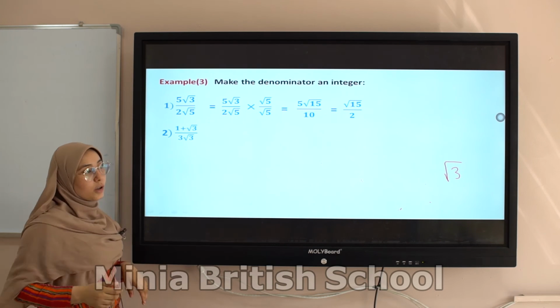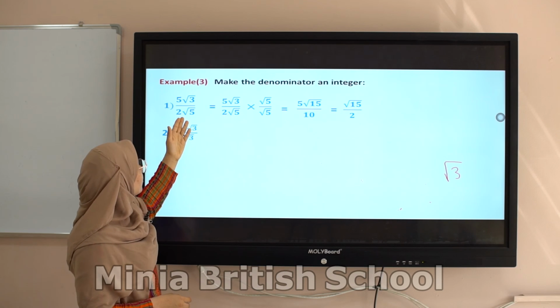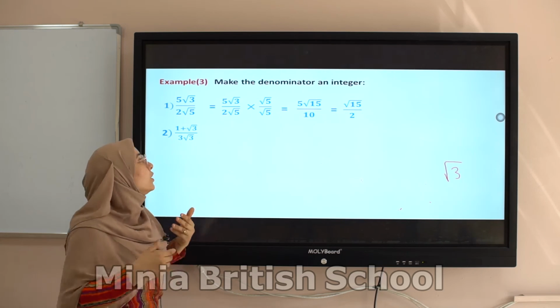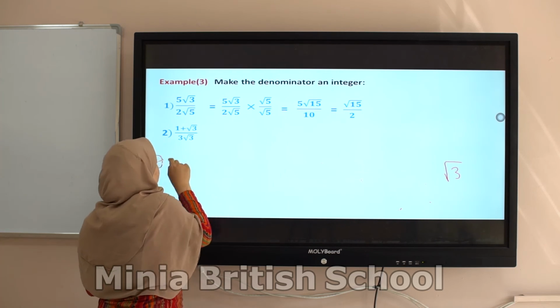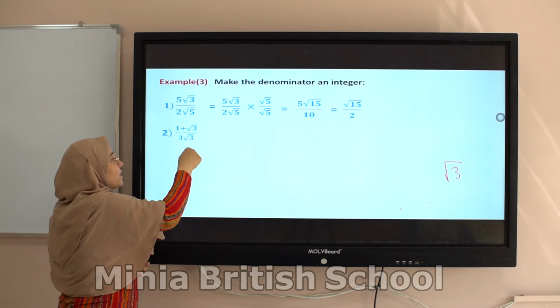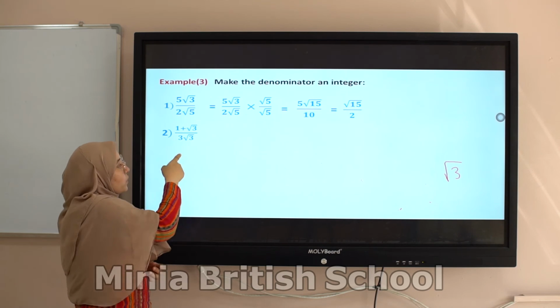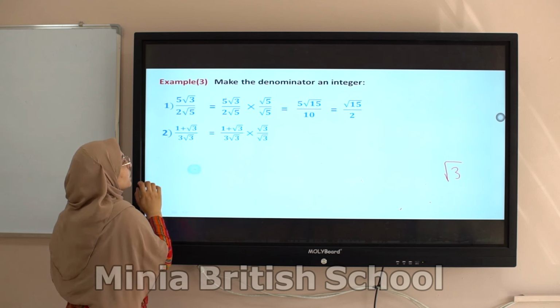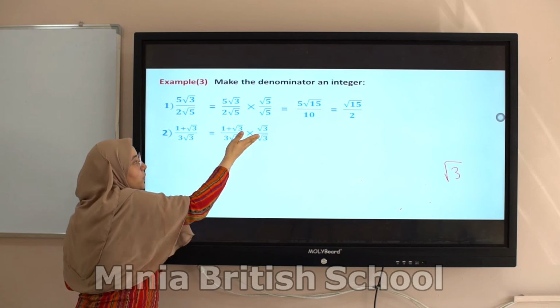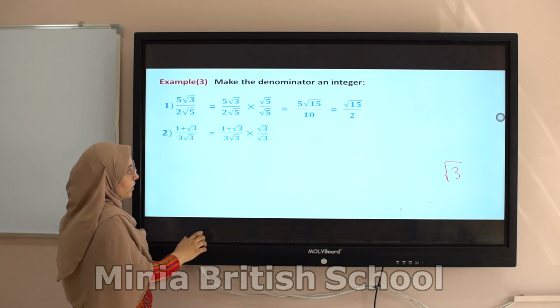The second problem, 1 plus root 3 divided by 3 root 3. I need to make the denominator an integer number. So I will multiply by root 3 up and down, okay? Because root 3 is the denominator. So 1 plus root 3 divided by 3 root 3 times root 3 over root 3. Okay.